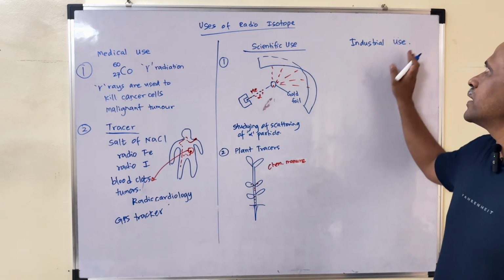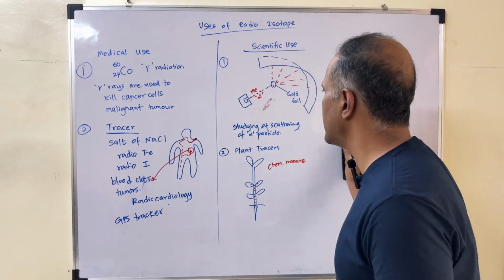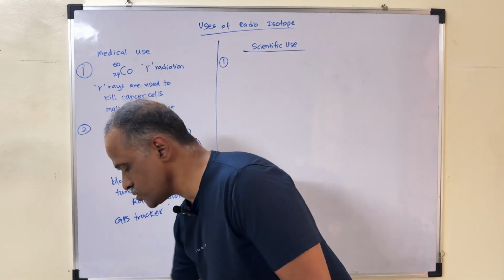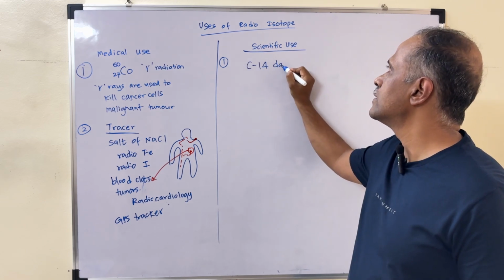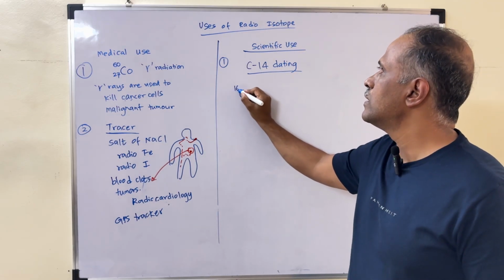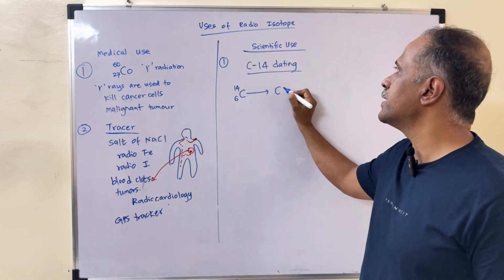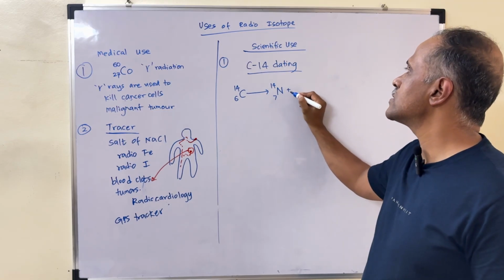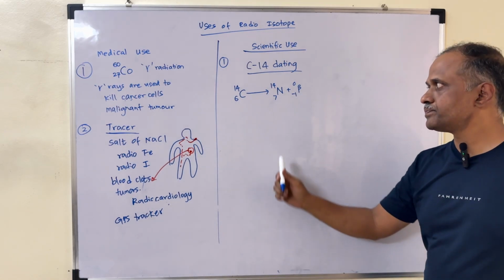Okay, now regarding scientific use, the third scientific use, I will just erase this over here and write the third scientific use. So the third scientific use is C14 dating. We know that the radioisotope of carbon, C14, will emit a beta ray and be transformed into nitrogen, which is 14,7 plus beta, that is 0 and -1.